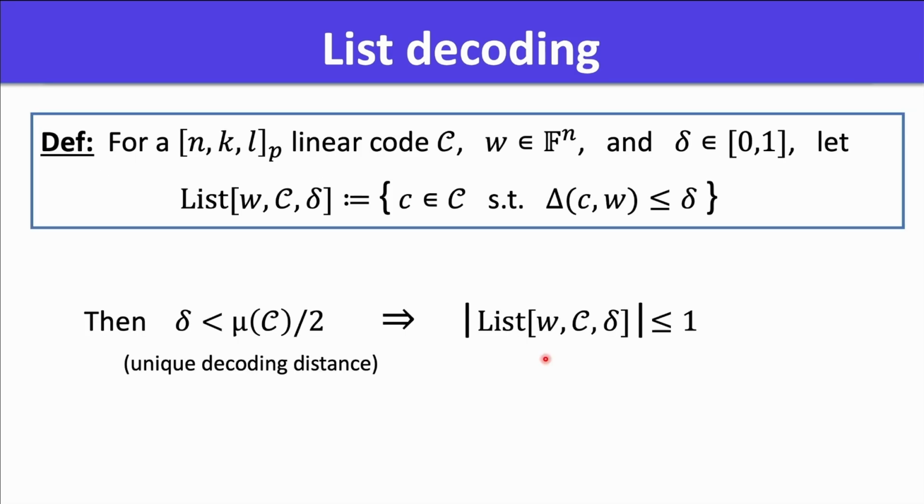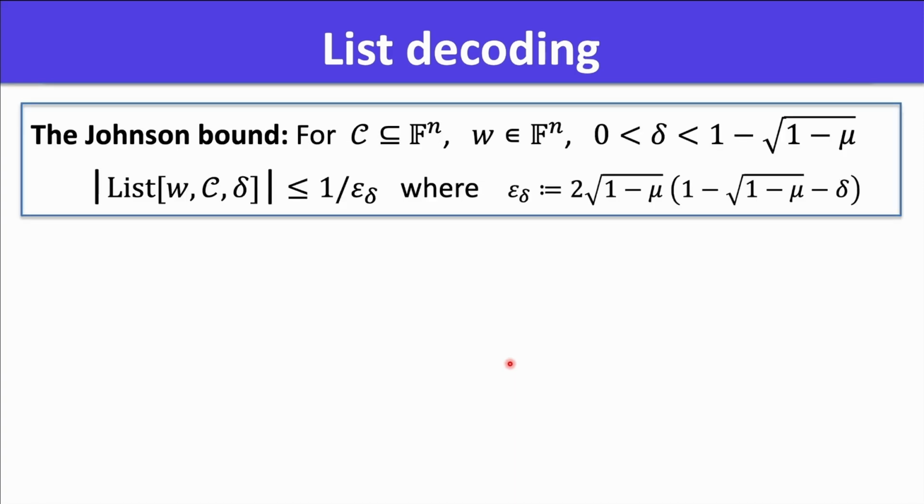So a natural question to ask is, how big is this list for other values of delta? And for this, we have the Johnson bound, the very famous Johnson bound, that says the following: as long as delta is less than this function of the minimum distance, then it so happens that there's a very good bound on the size of the list. The size of the list is going to be at most 1 over epsilon delta, where epsilon delta is defined as this funny expression here. Now, this bound here is called the Johnson bound. It's always bigger than the unique decoding distance.